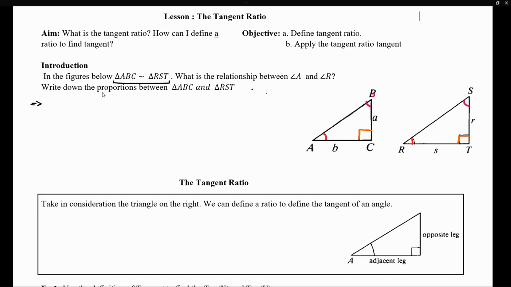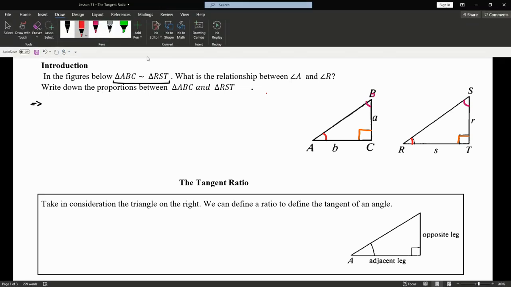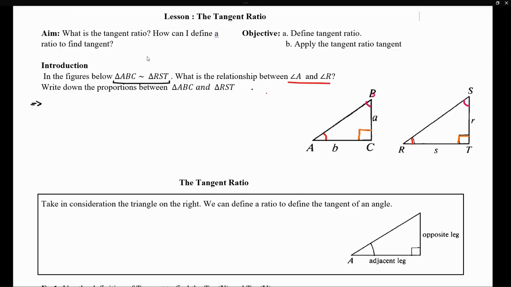So now the question is, is there any relationship between angle A and angle R? Well, we know that they're part of similar triangles. They're corresponding angles. So therefore, angle A must be congruent to angle R. Now, since we know that those two triangles are similar, can we write down the proportions among line segments of ABC and RST?